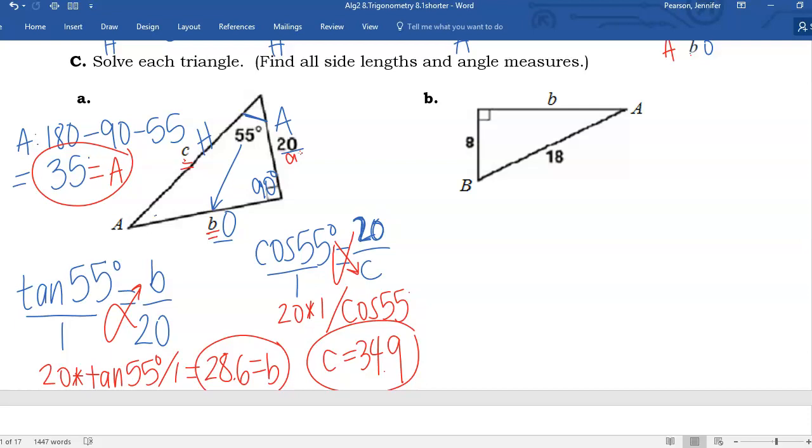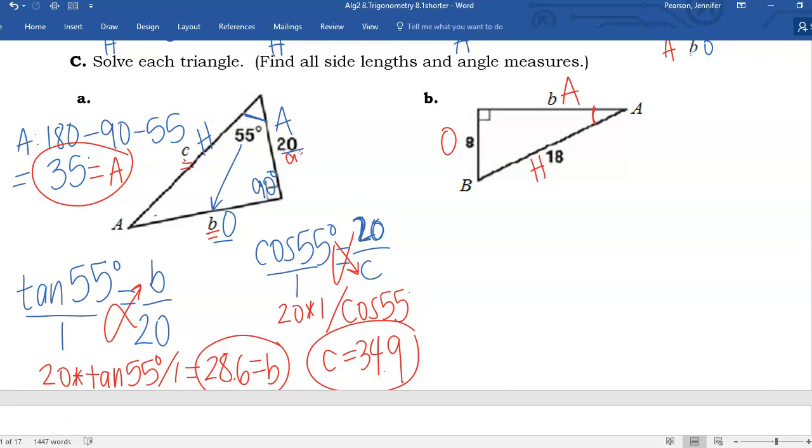Letter B. We need to get capital A, capital B, and little b. We're going to start with capital A. We could start with A or B, but if I choose to start with capital A, I'm going to label my triangle in relation to A. So we know the hypotenuse is the longest side. We know the opposite from A is way on the left. The adjacent to A is right next to him on the top.